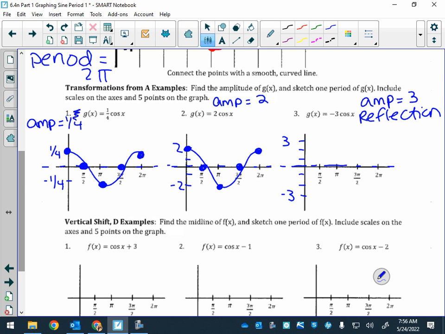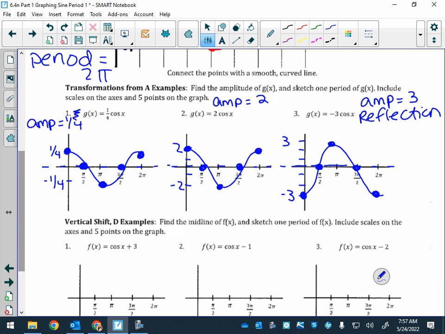So for cosine, where would we start first? Camilla? -3, excellent. Then pi over 2, 0, pi, good, 3 pi over 2, and 2 pi, excellent.